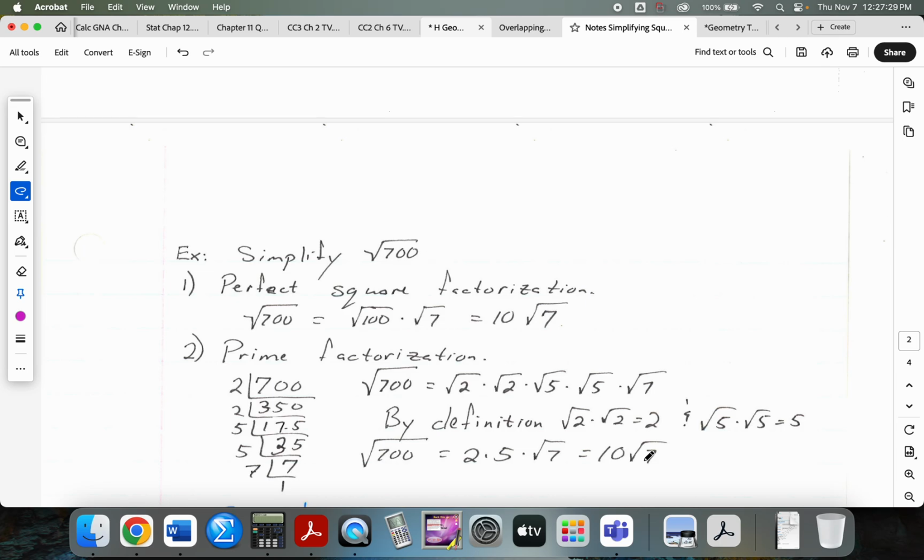We did number 1. Yeah. Perfect square factorization? We did both. We learned both. Okay. We didn't fully learn prime factorization. Well, okay. So, all right. Let's not bicker about that.